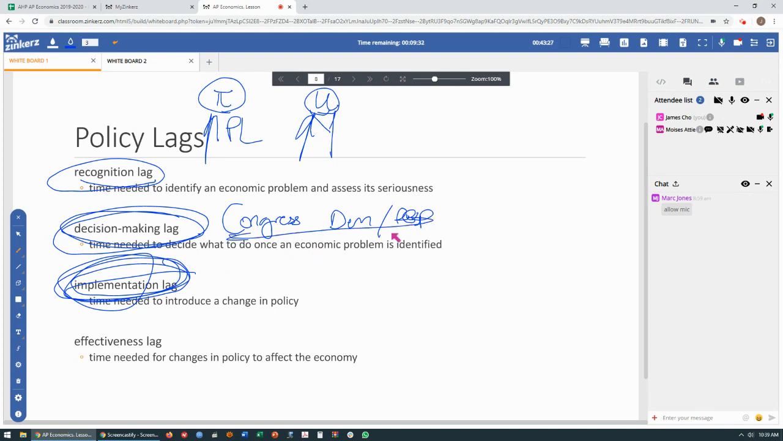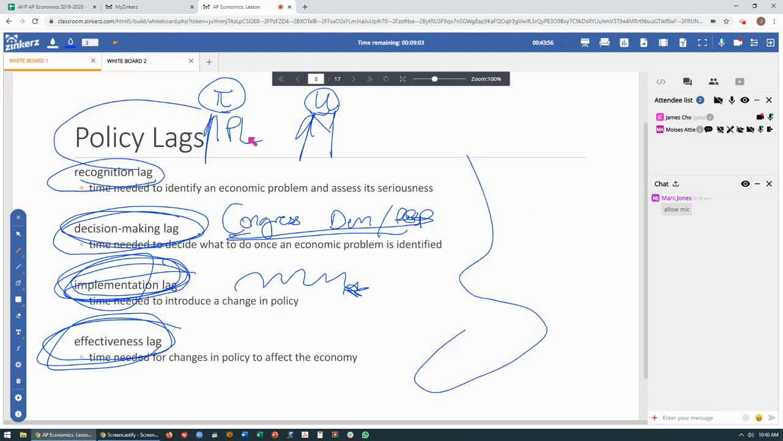Same idea with implementation lag. After we figure out what to do, it needs some time to be put into place. You can't just say, let's increase government spending. You need to figure out, I'm going to build this freeway, where to build it, all the logistics. It takes some time. And of course, even after you get all that done, there's going to be an effectiveness lag as well. All the changes you made are going to take some time to affect the economy.